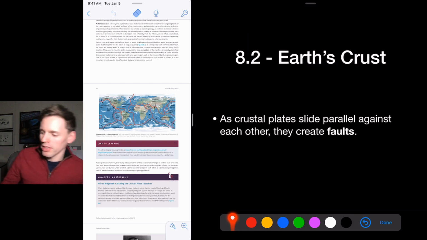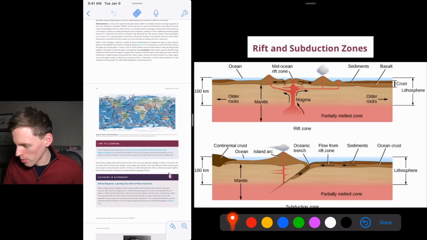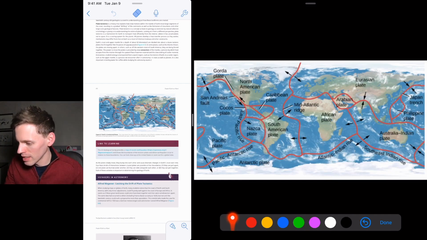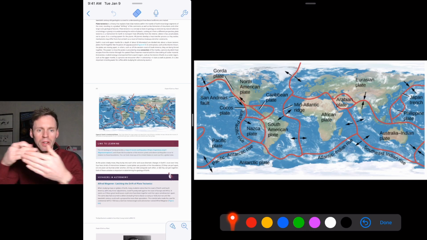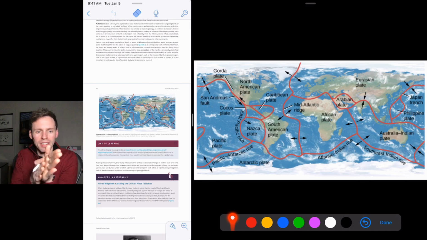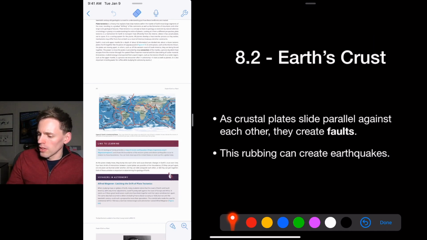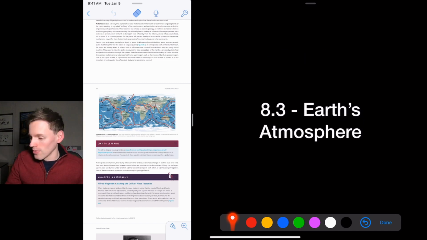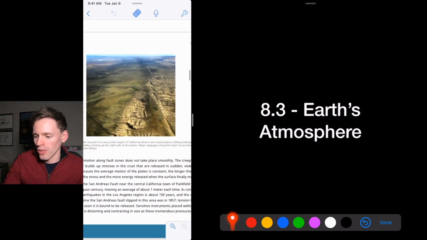Okay, so as crustal plates slide against each other this way, they create faults. If we go back to this picture, you can see the San Andreas fault here in California. The plates are not spreading or combining, they're rubbing against each other this way, and that's what causes those big earthquakes. So the rubbing creates earthquakes. That's a picture of the San Andreas fault there in California.